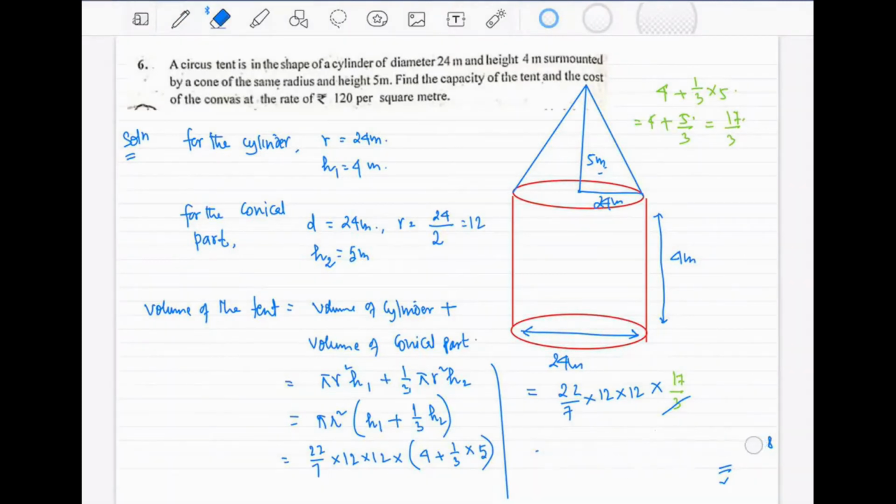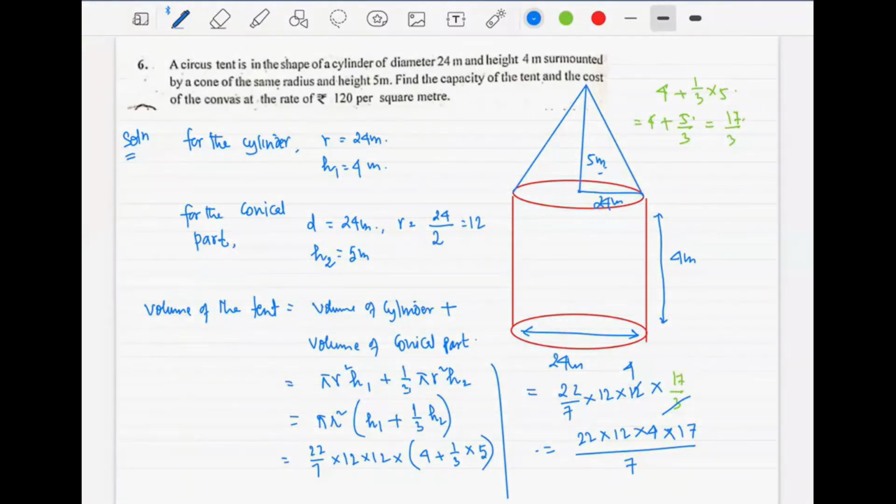This is wrong. But 3 4s are 12. We have 22, 12, 4, 17 by 7. Let me check again through the calculator. If we do the calculation by hand, it will be very long. So 22, 12, 4, 17 divided by 7. This will be 2564.57. All the units given here are in meters, so we will have meter cube here. Unit will be in meter cube.